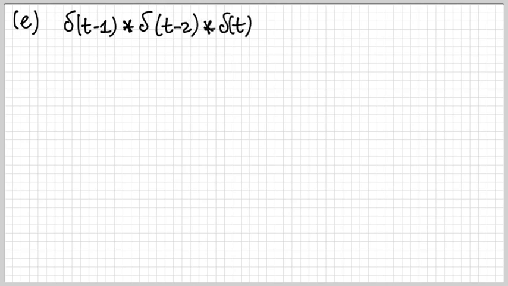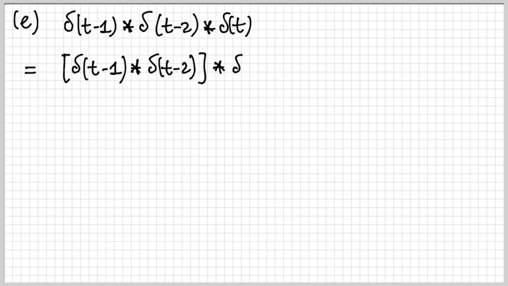In this exercise, we need to calculate the convolution between three different impulses, and we can do this in different ways. Because of the associative property, we can first do the convolution between the first and the second one, and then convolve the result with the third one, or vice versa, or in any other order. In this case, I choose to do the convolution of the first two, and then with the third one.